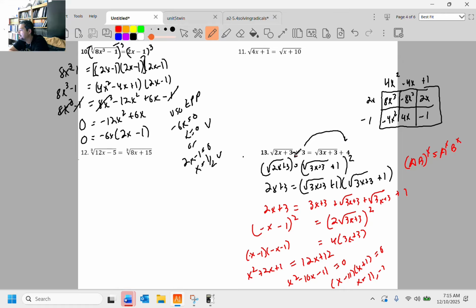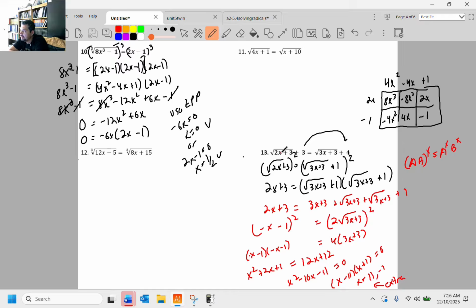Let me go back over that, make sure I did it right. This was a 25. Square root of 25 is 5, plus 3 is 8. So 8 is equal to 10? No, that one's extra. Let's plug the negative 1 in.